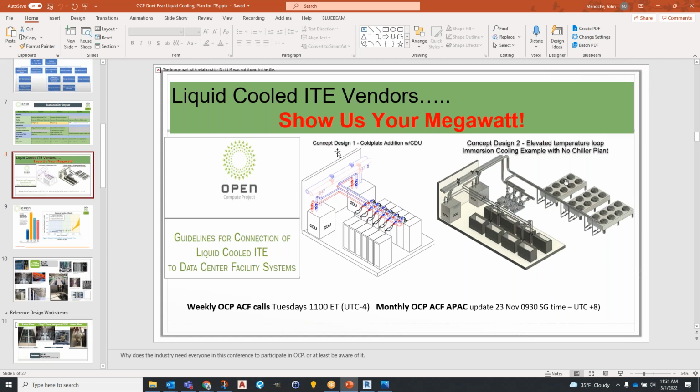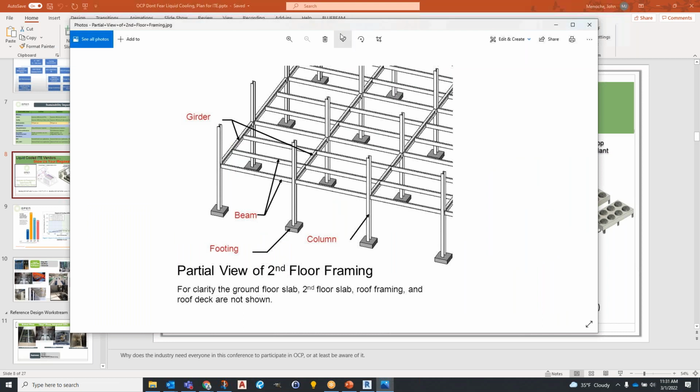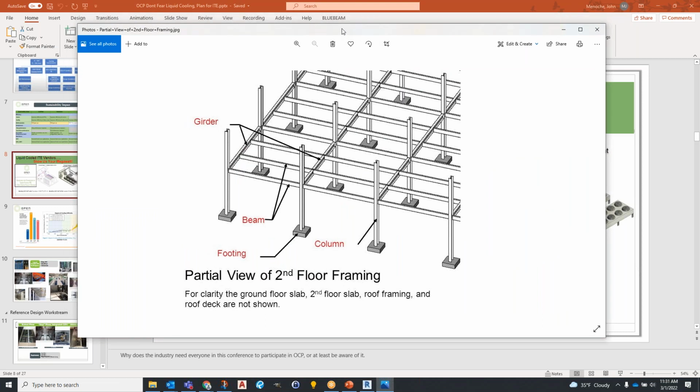Yeah, could you please go back to the diagram that you showed with the columns and the footings, right? Yes, can do, Suresh. There you go. Sorry, I just quickly Googled so I could get some columns.